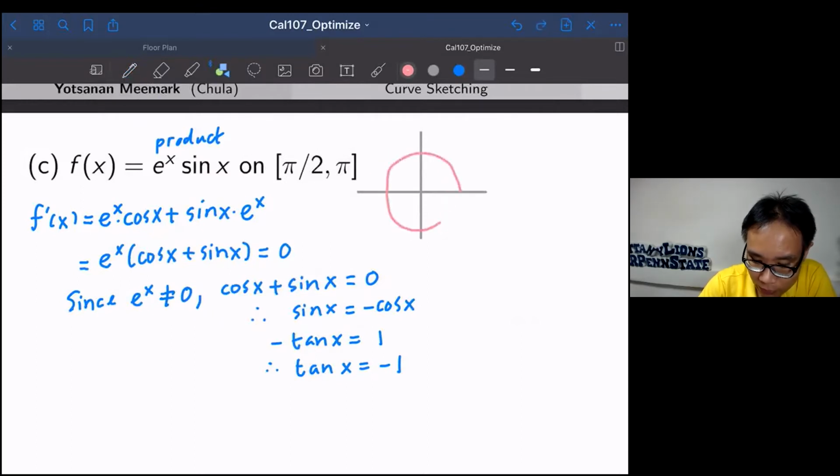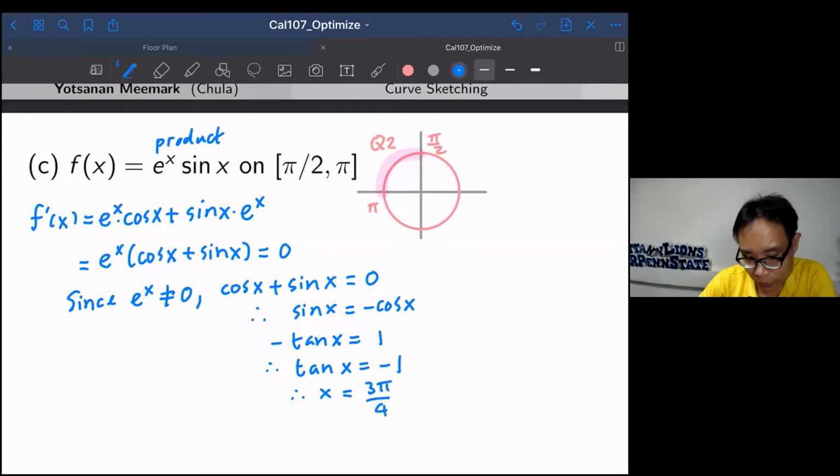Okay, so you get the unit circle like this. In this case, you're going to have the second interval, so you get pi over 2 up to pi. Okay, and so you need tan in quadrant 2. So tan x equal to -1, and you need this to lie in the second quadrant. So you're going to get the answer x equal to 3 pi over 4.